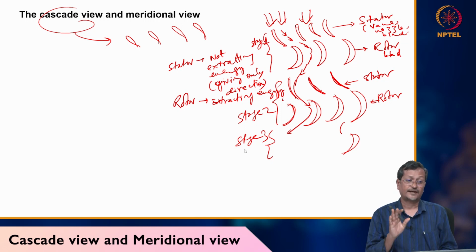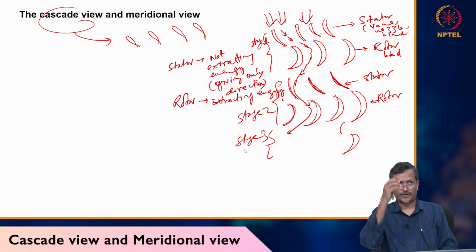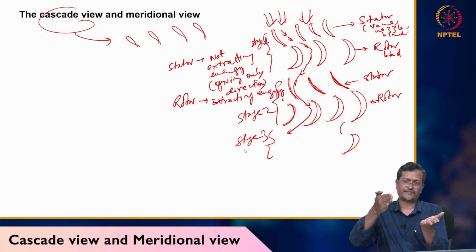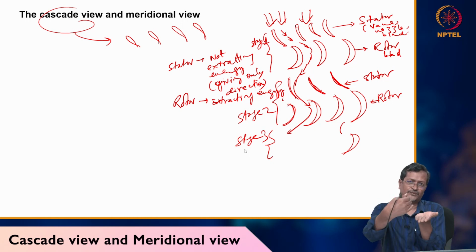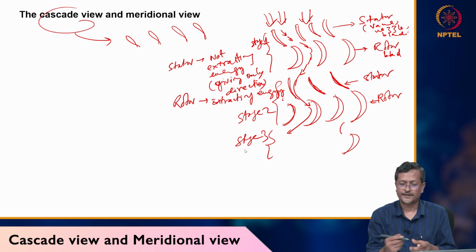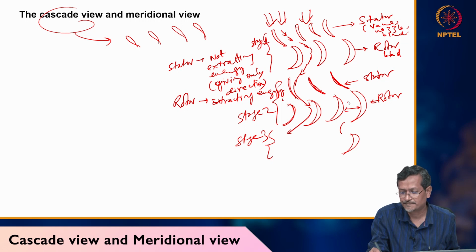Okay, this is called cascade view. One stator, from blade 1, blade 2, blade 3, blade 4, you are putting on a flat plate and you are passing flow through the passage. Passage means the space between rotor and two rotors. So these are passages. You can see the passage.